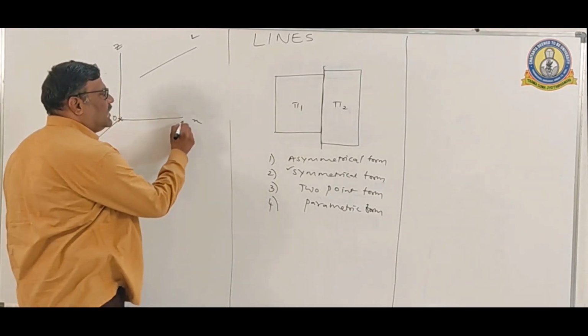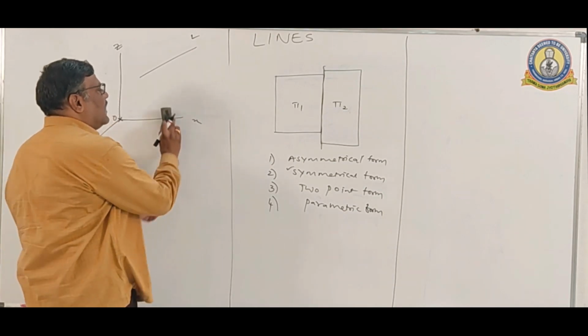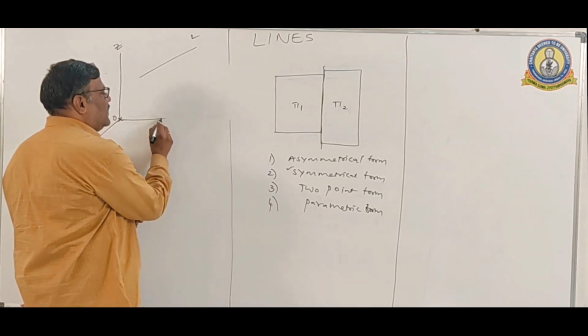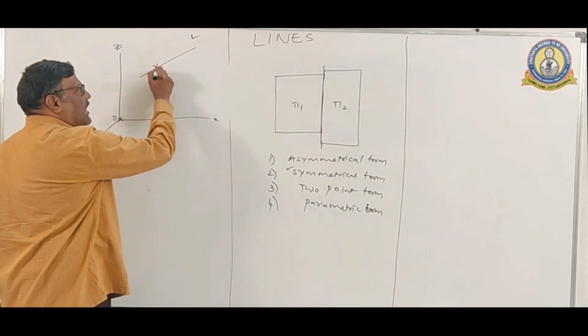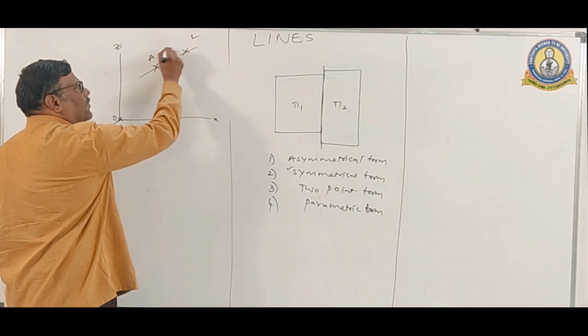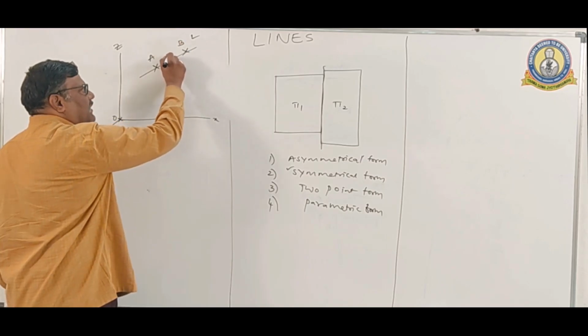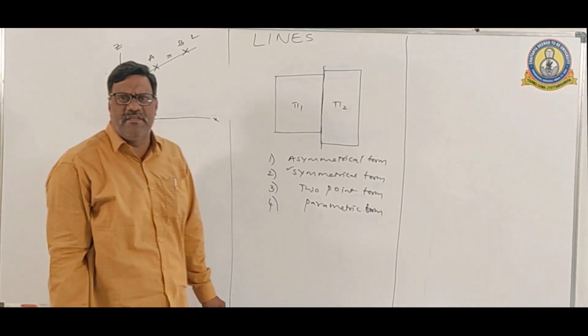For that, I would like to take two different points on the given line. Let A and B be two different points which are separated by a distance of r units.